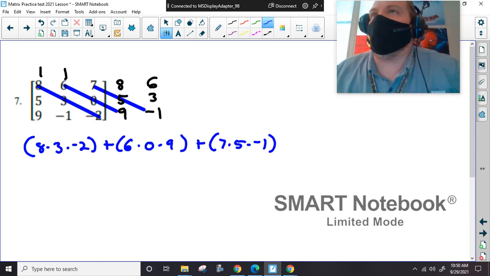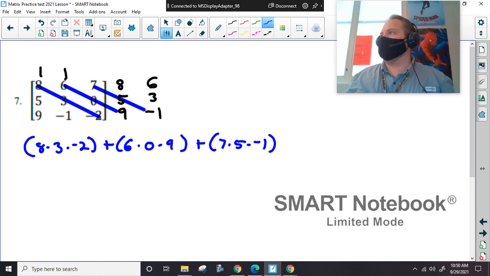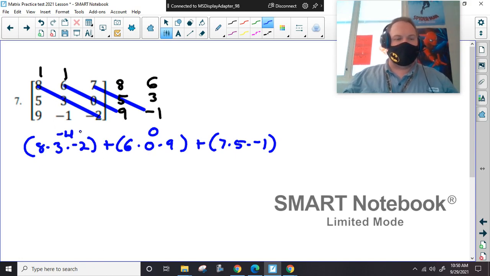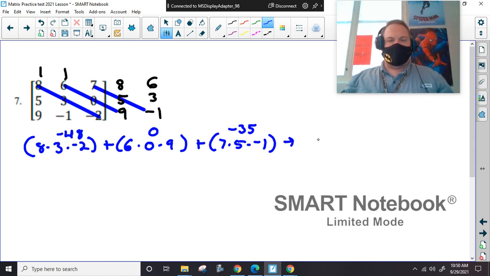Hang on, some of y'all are getting ahead. Let's do this part first. After we get this done, we know that this is going to be 0, so it doesn't matter. 8 times 3 is 24 times negative 2 is negative 48. This is 35, this negative 35. So we end up with negative 48 plus negative 35.